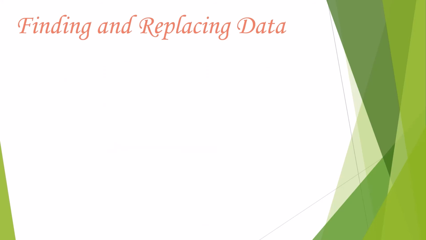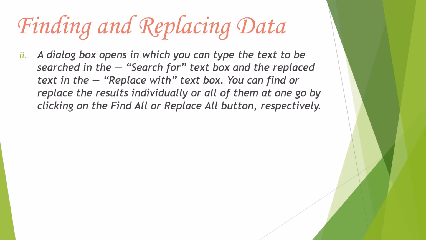So in the search for box, you have to type the text which is to be searched, and in the replace with text box, you have to type the text which is to be replaced. You can find or replace the results individually, means you can either change a single word or you can change all the words which are similar to your result.